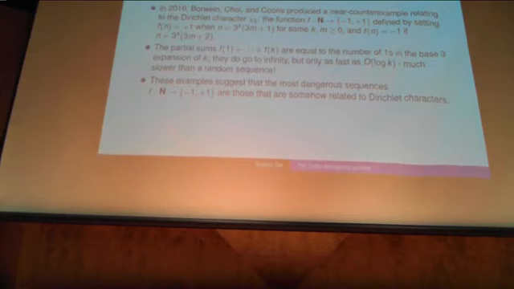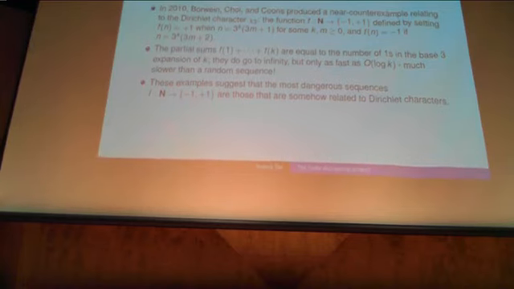So what these examples tell you is that, first of all, multiplicative sequences are maybe the most dangerous sequences. And within the multiplicative sequences, the Dirichlet characters and things like Dirichlet characters are the most troublesome sequences, the most likely candidates for counterexamples. That's sort of what these examples tell you.